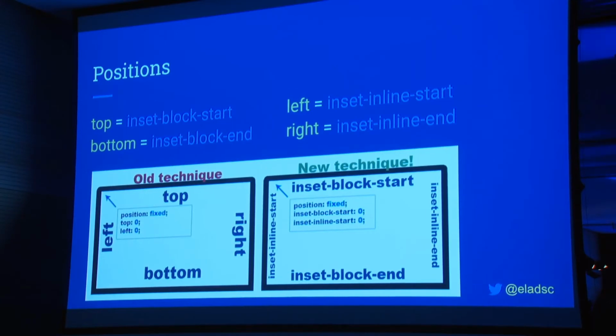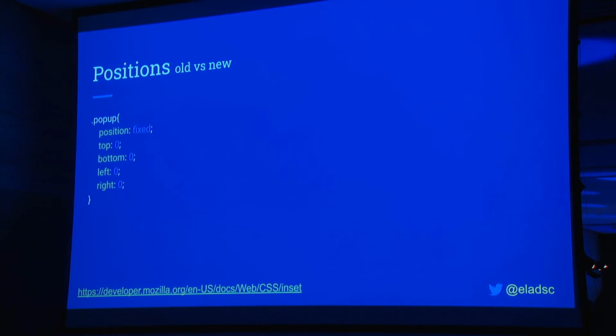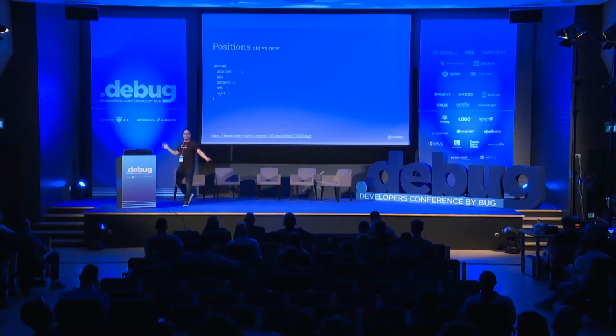And you may think, why do we need this long name of properties? But let's talk about why we got the inset prefix in the beginning. In the past, if you didn't know, if you want to create an element that is covering the entire screen, you can give it position fixed, top 0, bottom 0, left 0, and right 0. And in this way, you are covering the entire screen.